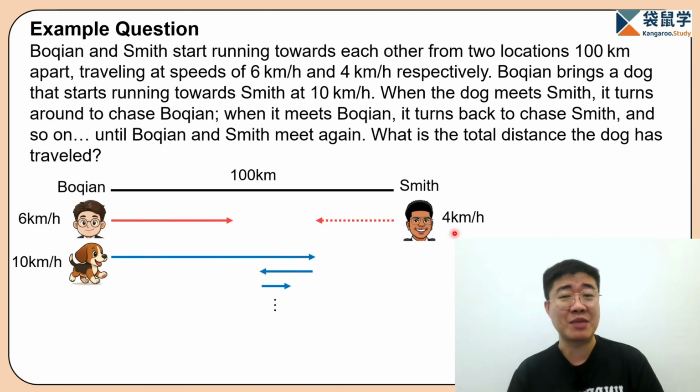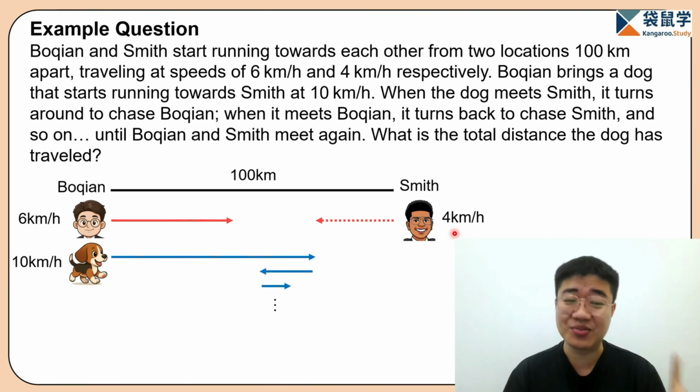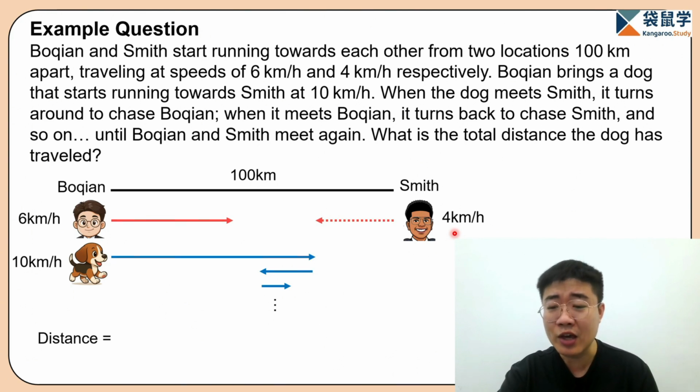Now everyone, let me ask you, how do we find the distance? This is where we use the speed and the time. So distance is equal to the speed multiplied by the time.